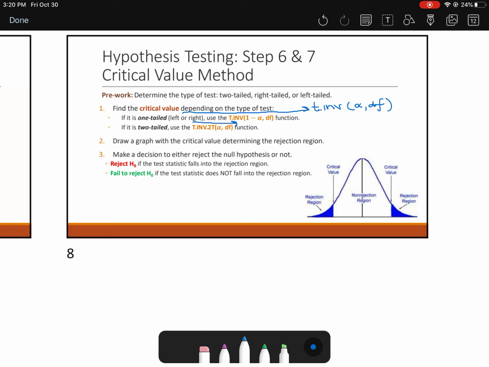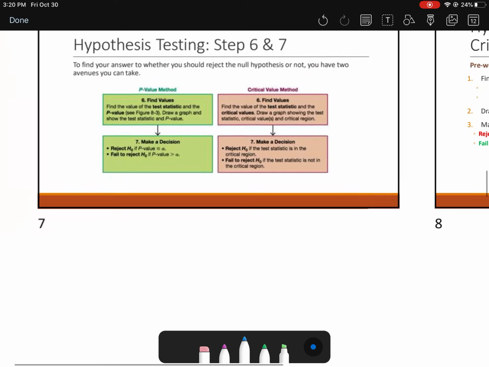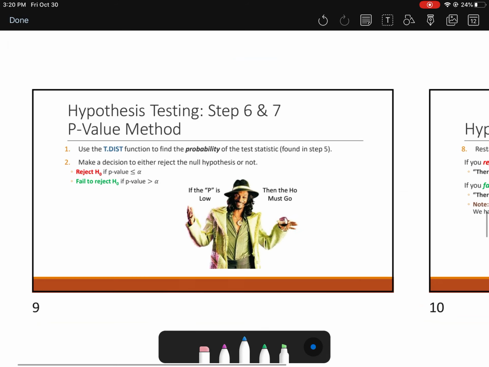If you're a visual person, draw a graph with the critical value to determine the rejection region. Then make a decision to either reject the null hypothesis or not. You're going to reject it if the test statistic falls into the rejection region, and you fail to reject if the test statistic does not fall into the region. And again, that's just when you look at your values. You're going to compare your critical value with your test statistic, whether it's less than or greater than.